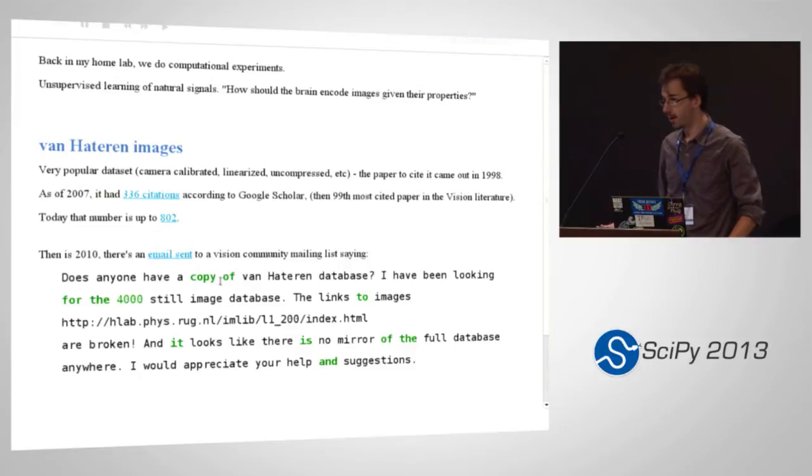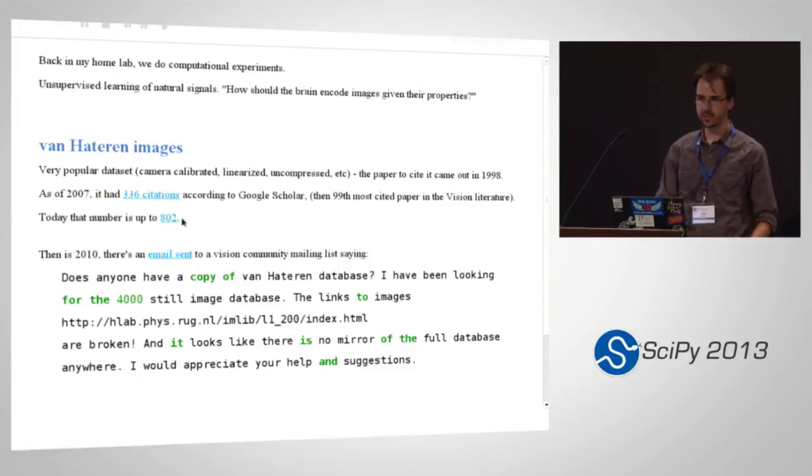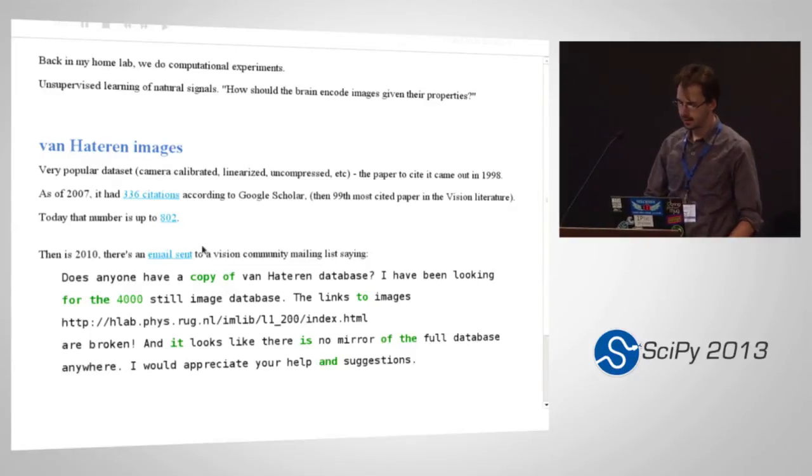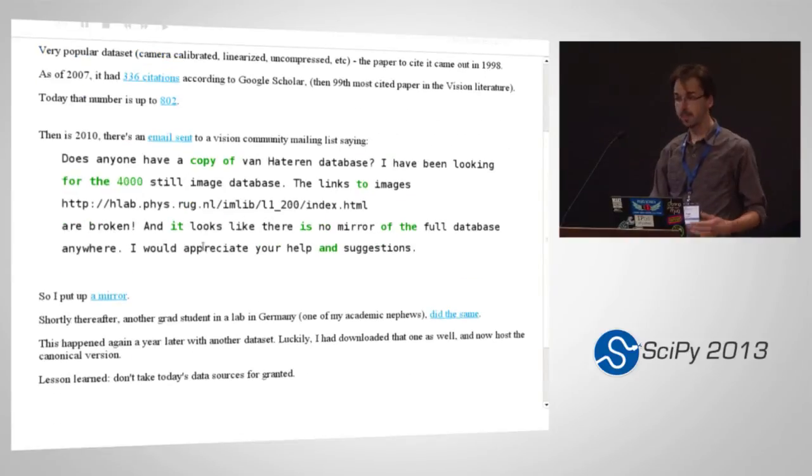Because a server went down, and this resource, a resource that has today 802 citations, lived in that one place. And everyone since the mid-90s had been able to hit that website to download those 9 gigabytes, right? And so I would really appreciate your suggestions or help if you have the full database. So I put up a mirror. I did have it on my machine. I just put it up.